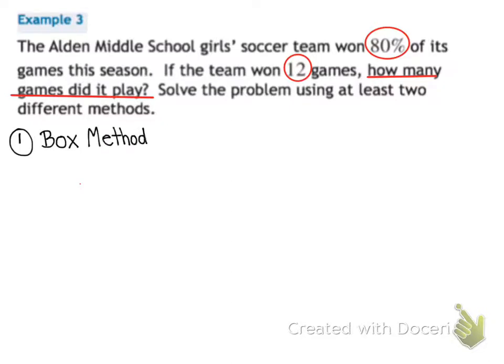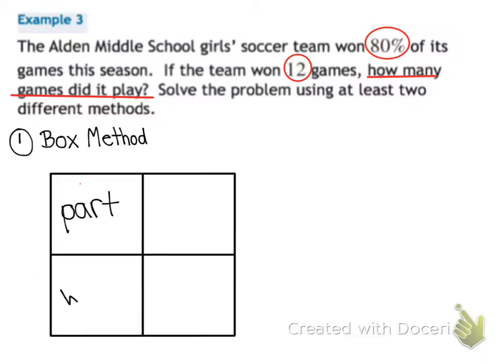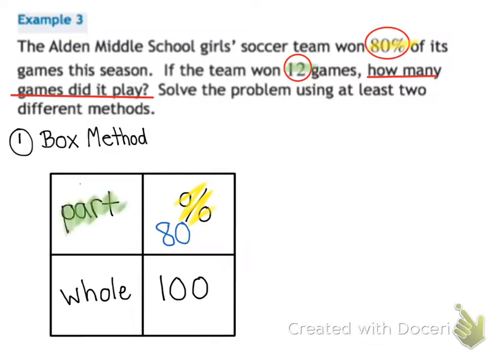So method number 1, box method. Again, the more you do this, the better you get at it. Please pause throughout the way and try it on your own and double check your work. So I'm going to start by labeling my box. We're looking at 80%, right? So I can go ahead and fill in my percent with 80. I'm also provided with the information that they won 12 games. 12 is the part. But I need to find the whole. So whole is my unknown, so I'm putting an X.